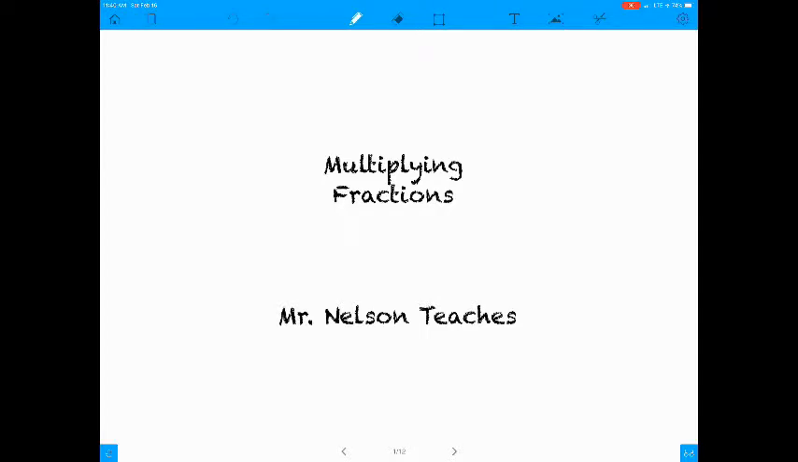Today we're going to look at multiplying fractions, and in my opinion, multiplying fractions is easier than adding or subtracting because you don't have to worry about a common denominator. So with multiplying fractions, all you have to do is multiply your numerators together and multiply your denominators together, and then simplify when possible.